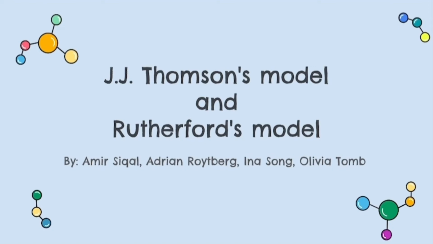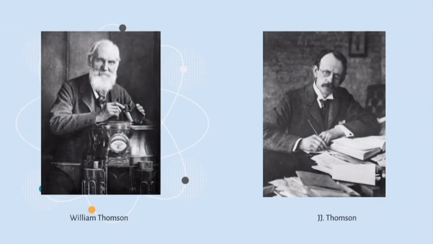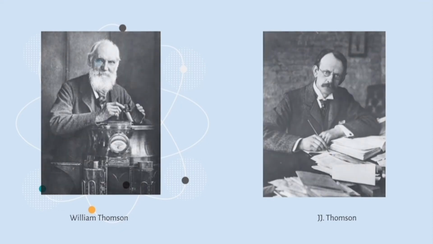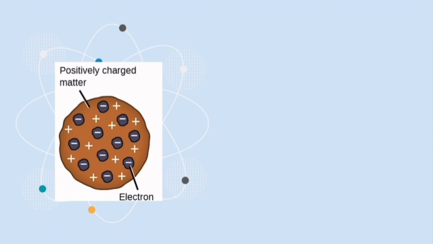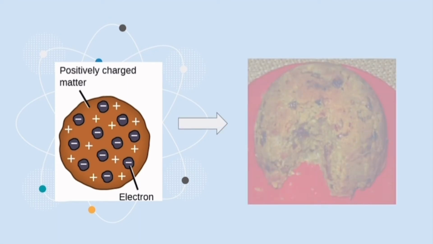Thomson's atomic model is the earliest theoretical model of the inside of an atom, proposed by William Thomson and supported by J.J. Thomson, who previously discovered the electron. The model that Thomson created is called the plum pudding model because of its resemblance to plum pudding.